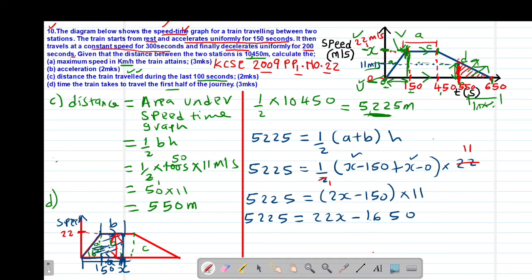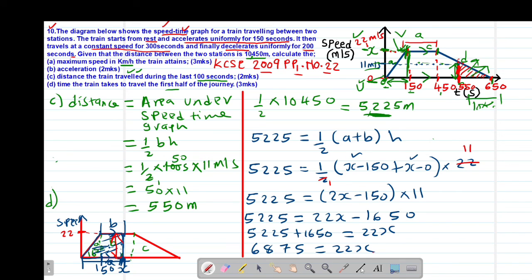1650. Therefore, if I take this to the other side, I'm going to have 5225 plus 1650 being equal to 22x. So if I take 1650, then I add 5225, I'm going to get 6875. So 6875 should be able to give me 22x. So that is 5225. If you add to 1650, you are going to get 6875 is equals to 22x.